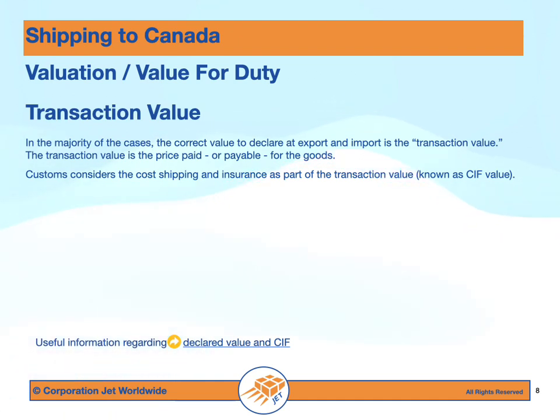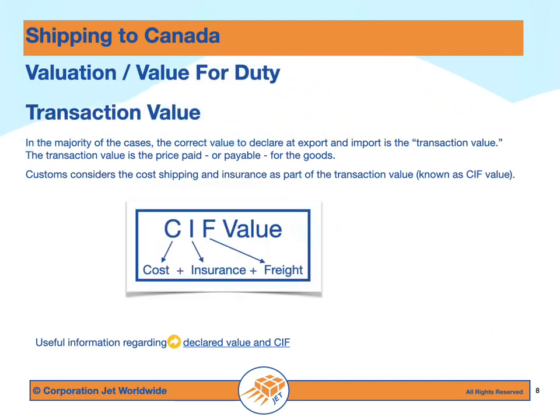Canadian Customs, CBSA, considers the value for duty to be the cost of goods plus shipping and insurance, known as the CIF value. Best to specify these three costs on your invoice. If the transaction price is inclusive of shipping and insurance, you should include the term CIF value.